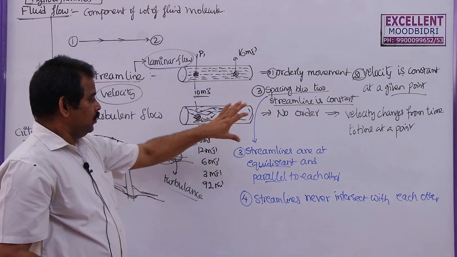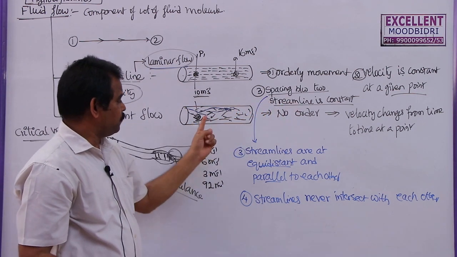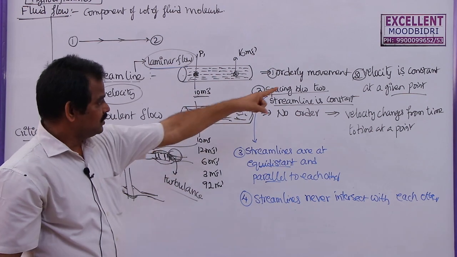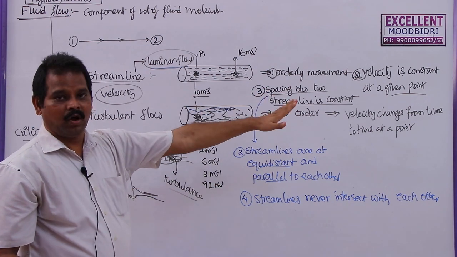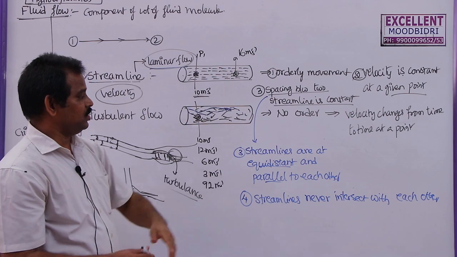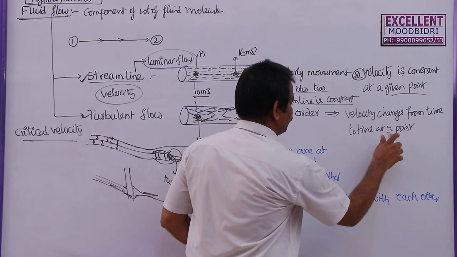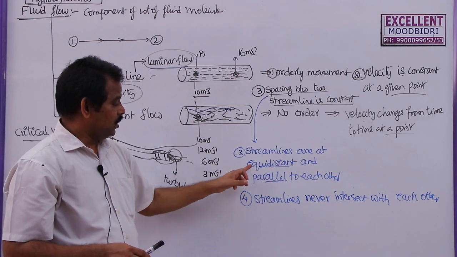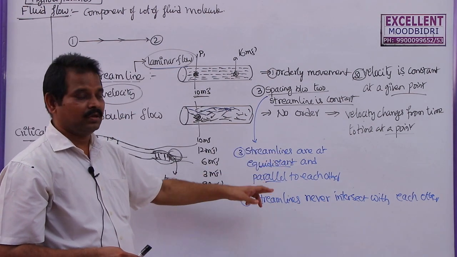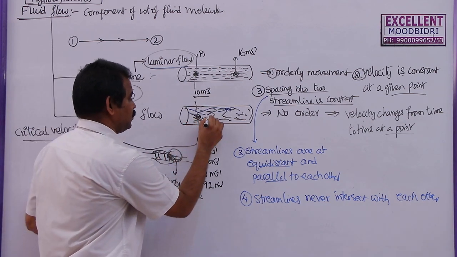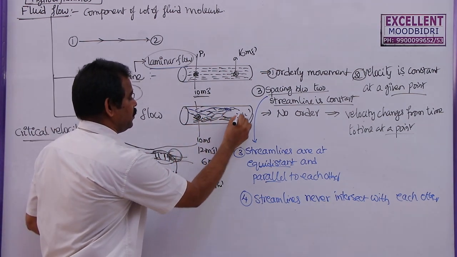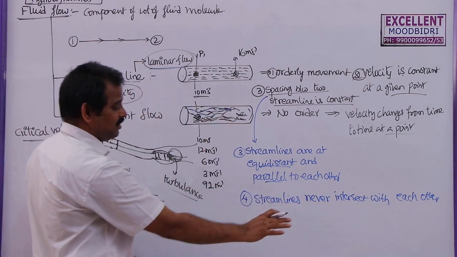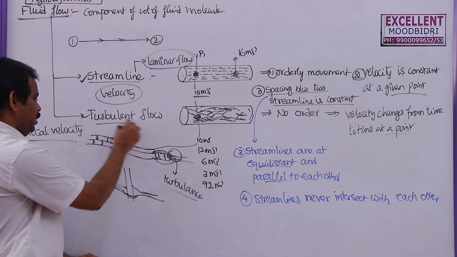First one, there is no orderly movement of fluid molecules or fluid flow in this turbulent flow. Second one, velocity is not constant at a given place. That means velocity changes from time to time at a given point. Third one, streamlines are not equidistant and parallel to each other. So they will have different structures, different arrangement, different areas in this one. And fourth one, streamlines intersect with each other in a turbulent flow.